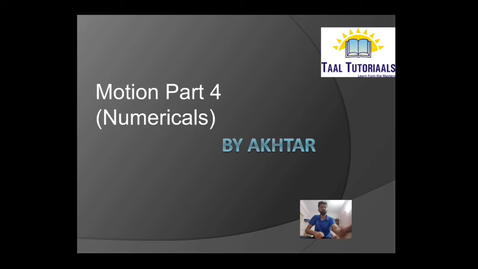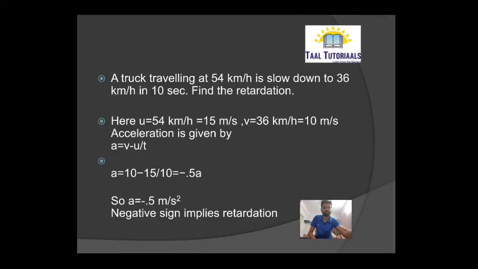Okay, so let us move to the first question. This is a very easy question. So what is the question? A truck is traveling at 54 km per hour and it is slowed down to 36 km per hour in 10 seconds. Find the retardation. As I have already stated, what is retardation? It is just the negative of acceleration.